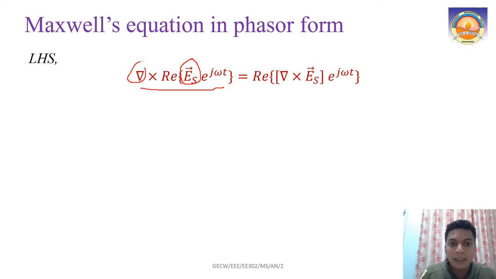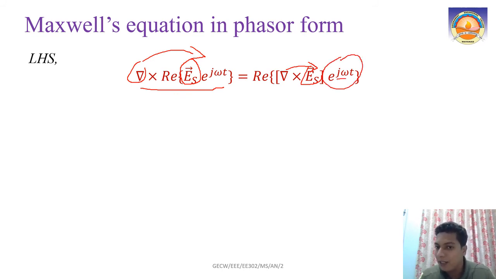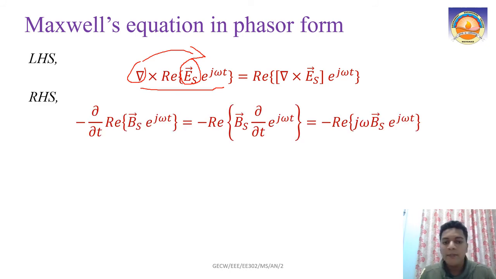So when we take this del inside the real part, we can do so. It will be applicable only to the quantity which varies with respect to space only, which is our phasor form of electric field. We need not apply it on the e raised to j omega t part, because that is the time part. So it will become del cross Es into e raised to j omega t, because del does not operate with respect to time; they are independent. Now similarly, let us take the right hand side.